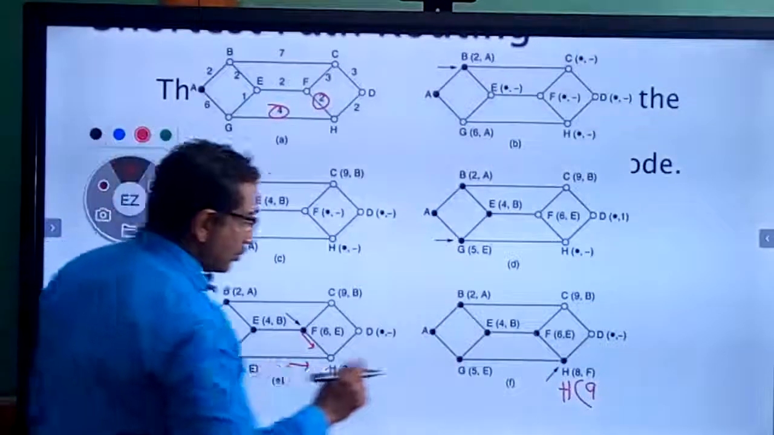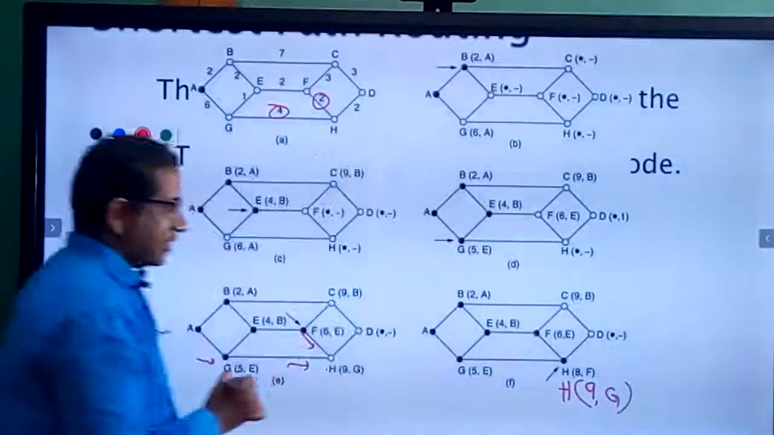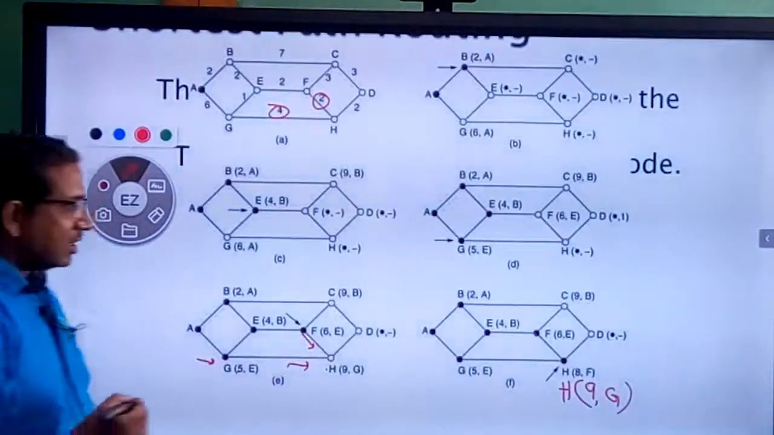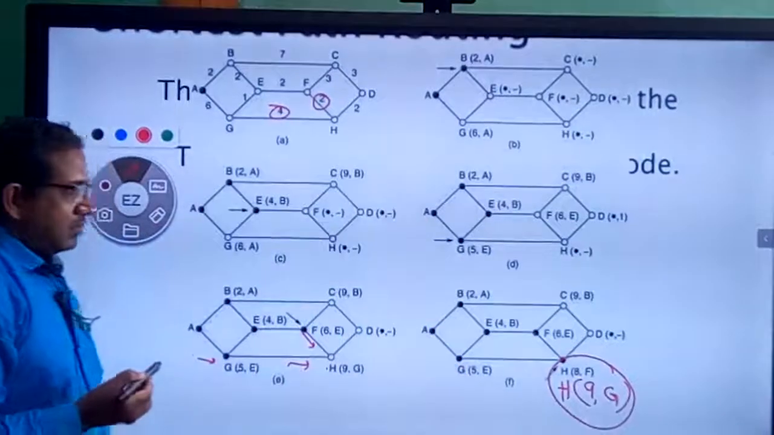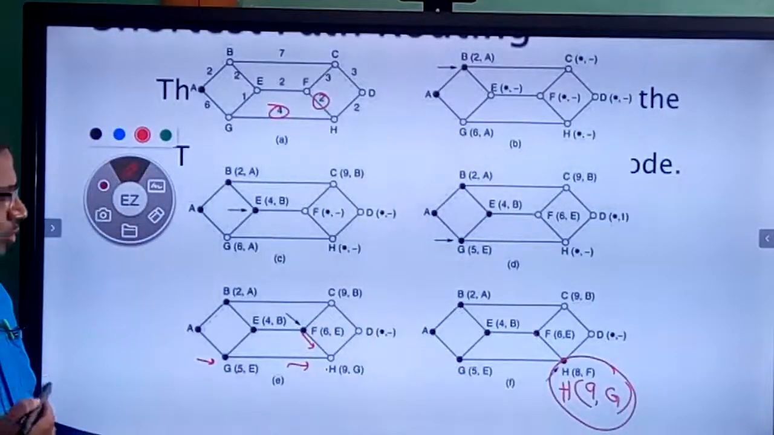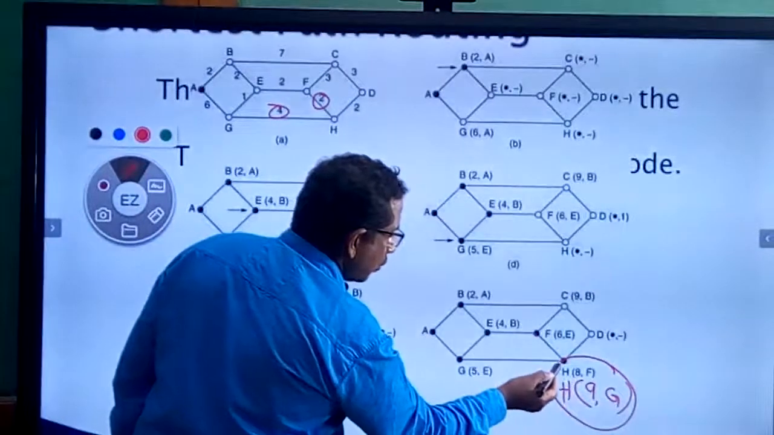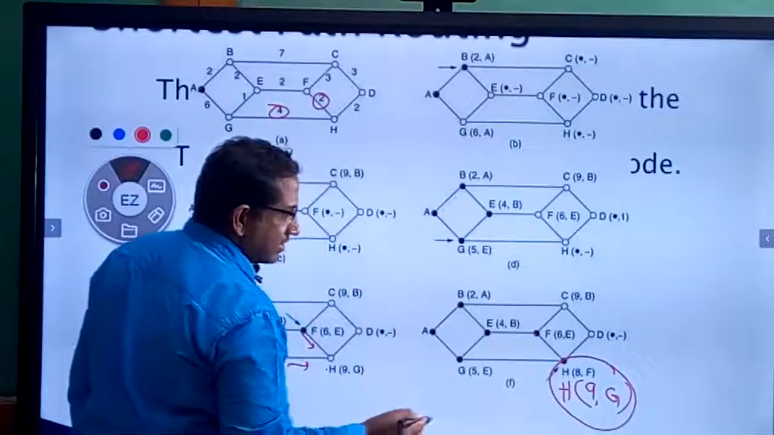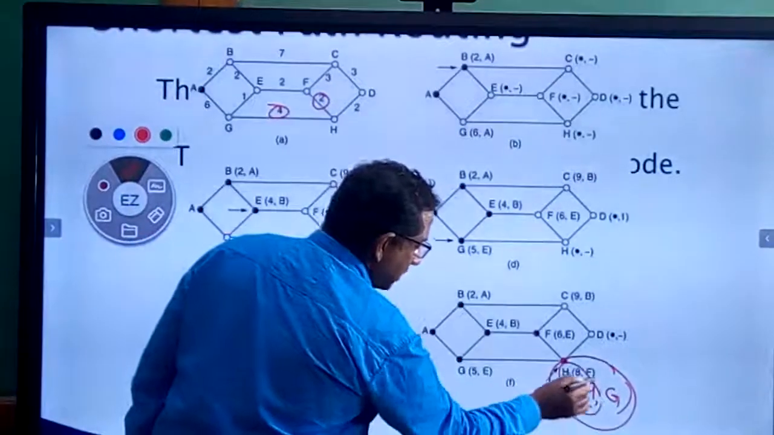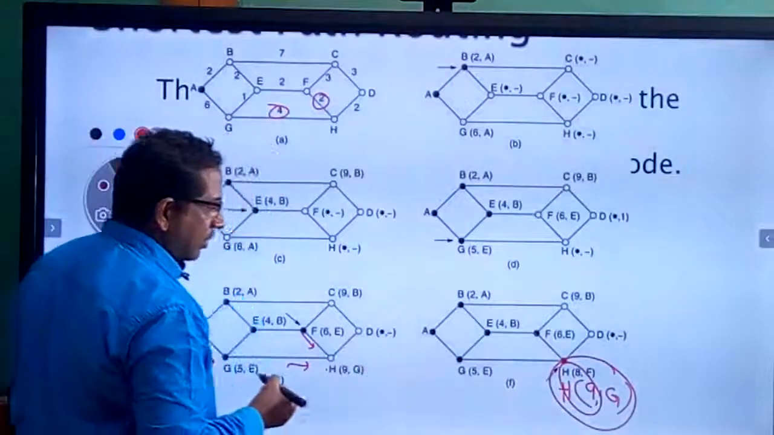And what is the source node? Source node is nothing but G here. So I will write G. That means there are two routes that we have got over here. One route is going to be from F to H, another route is going to be from G. So which is the shortest among 8 and 9? 8 is the shortest.